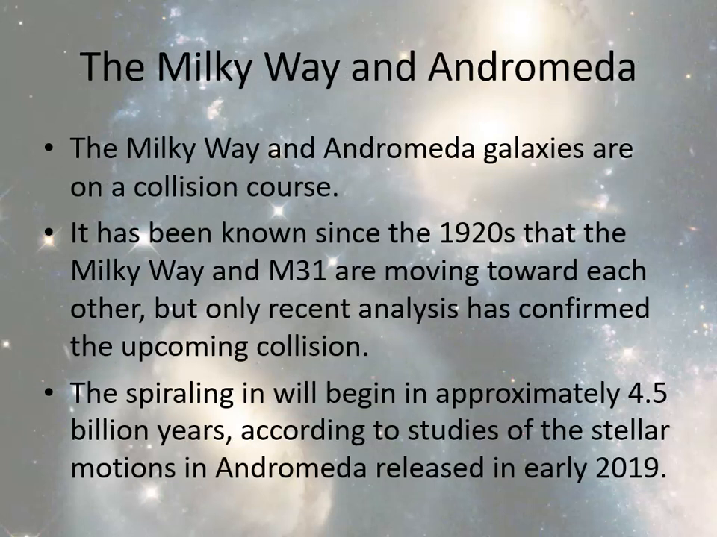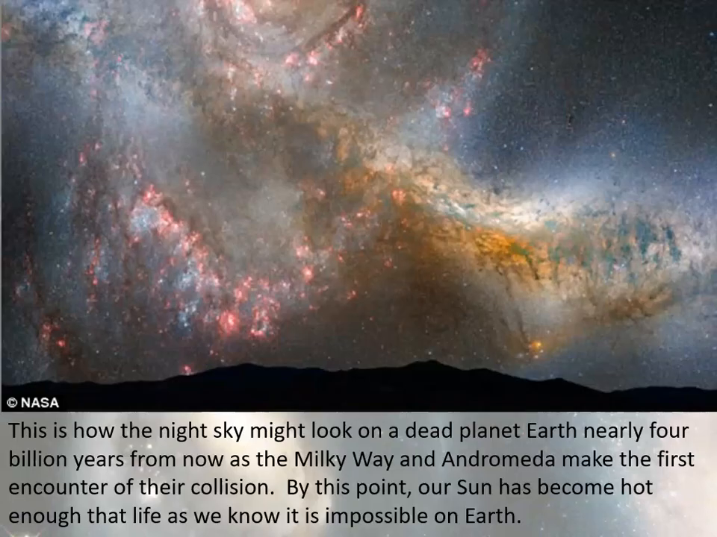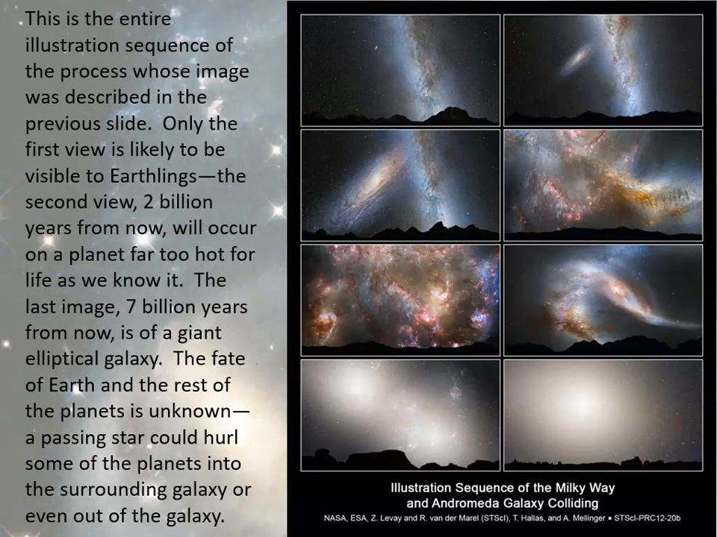The Milky Way and Andromeda are on course for a collision. We now realize that in-spiral will begin happening in about 4.5 billion years. And when that happens, things are really going to be awesome. This is how the night sky might look on a dead planet Earth about 4 billion years from now, as the Milky Way and Andromeda make their first pass in that collision. So can't wait. Let's hope that we can extend our lives for about 4 billion years so that we can see this.